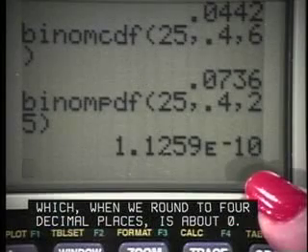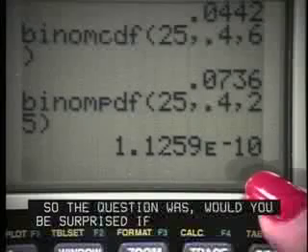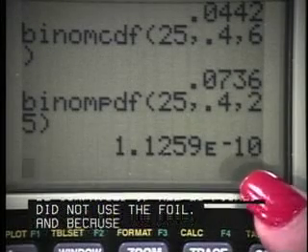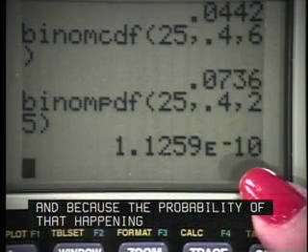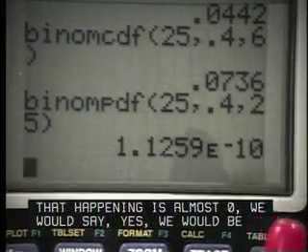So the question was, would you be surprised if all 25 picked did not use the foil? And because the probability of that happening is almost 0, we would say yes, we would be surprised. Okay, let me go on to just a couple more here, and then we'll close up for today.